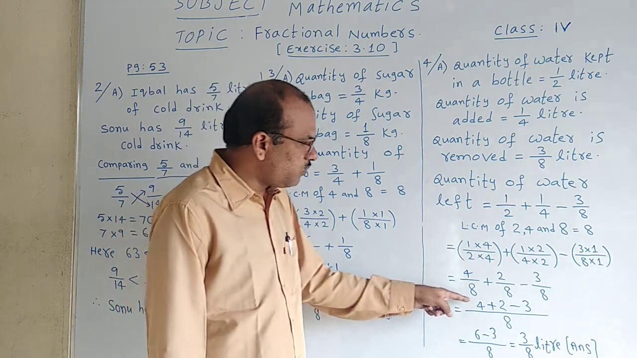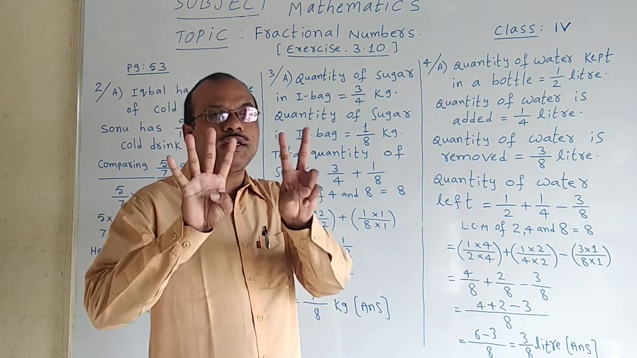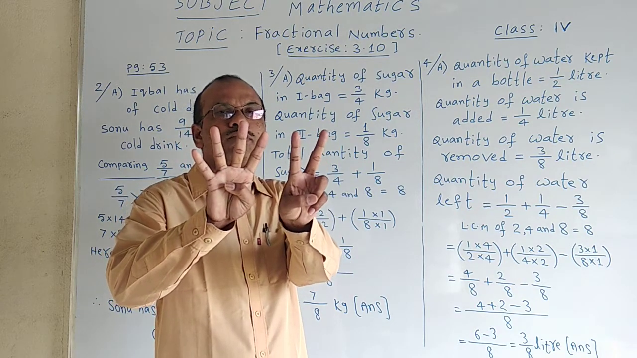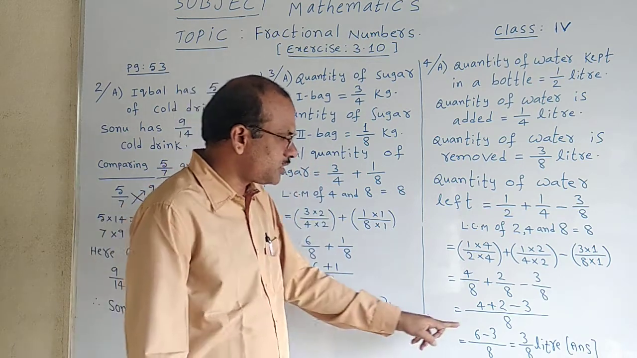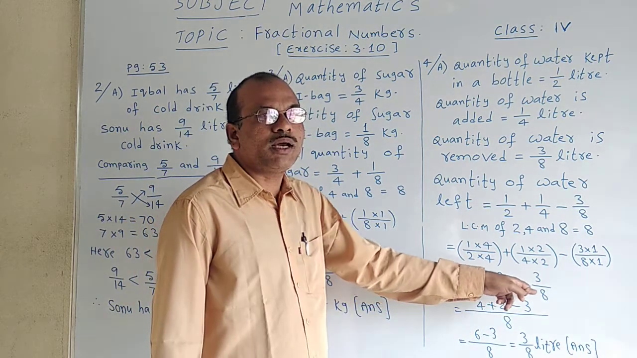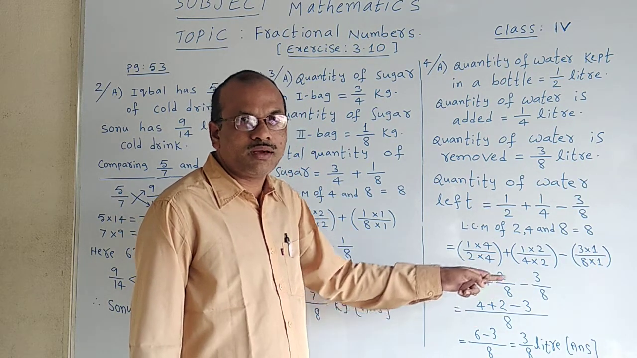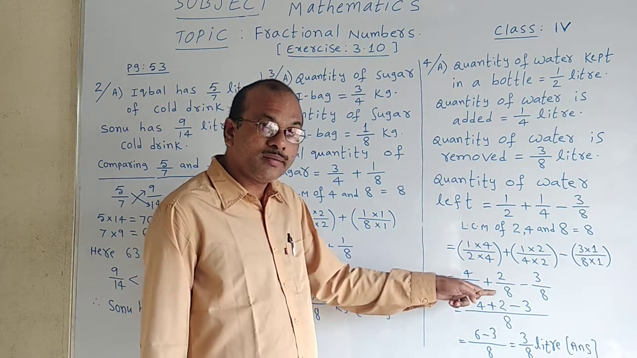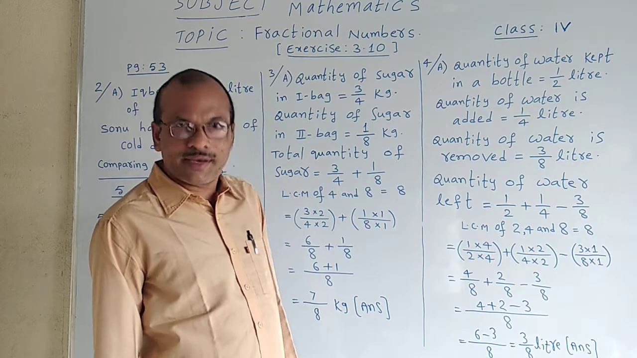Now you say 4 plus 2. What is the answer? 4 and 2 addition, how much? 4 and 2 addition is 6. So 6 I have written. Last, minus 3 is there. That minus 3 I have written as it is. 6 we have got by adding 4 and 2. The denominator 8 I have written as it is.